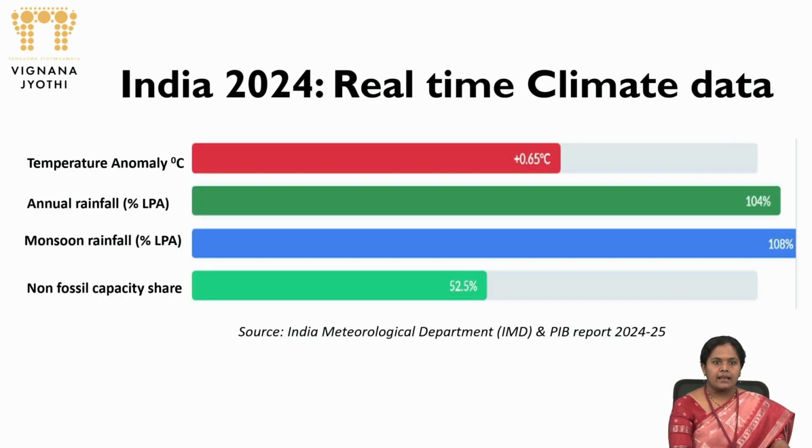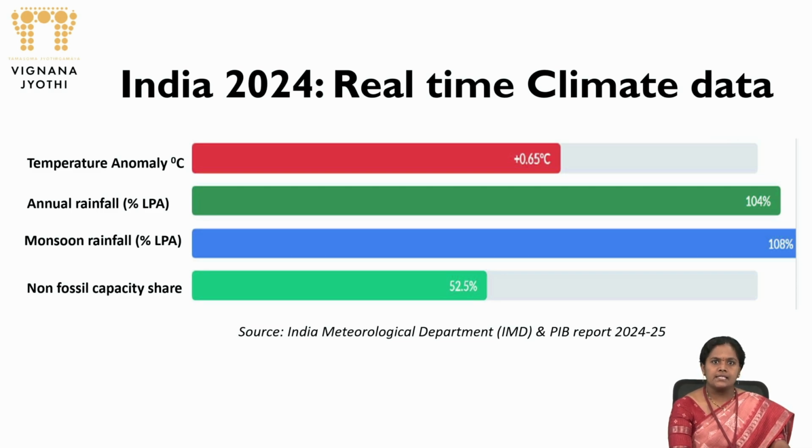India's real-time data analysis. Let's look at the evidence. According to the India Meteorological Department 2024 reports, we are seeing higher than average monsoons, 108% in some regions, but devastating cloudburst patterns. These patterns can lead to a lot of impacts and vulnerabilities.